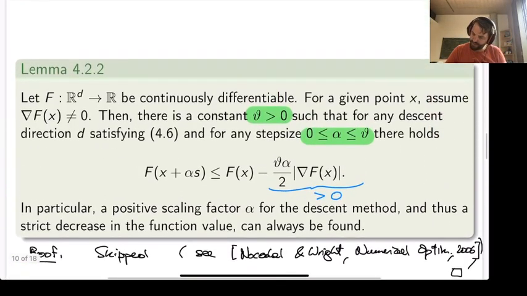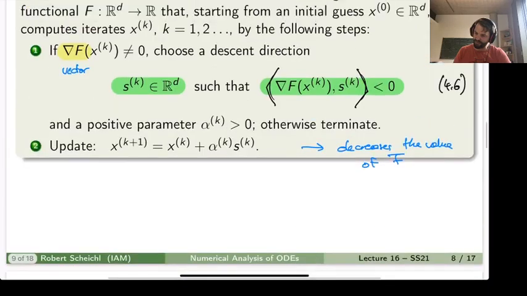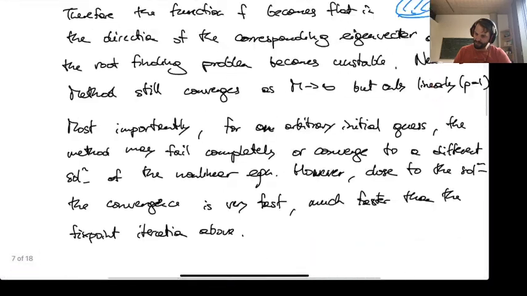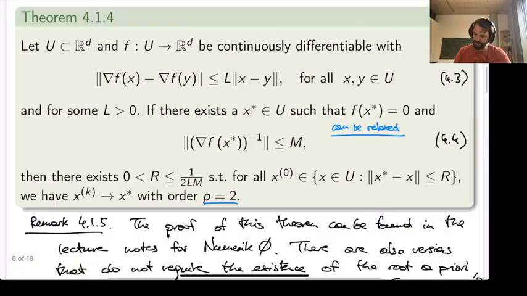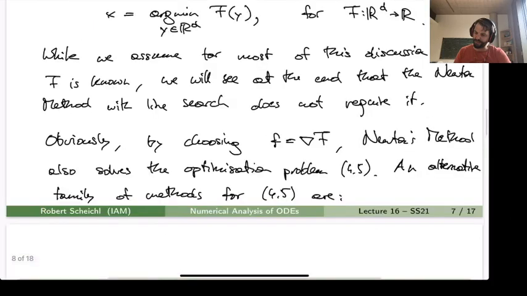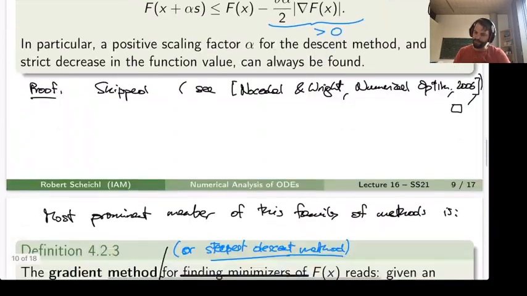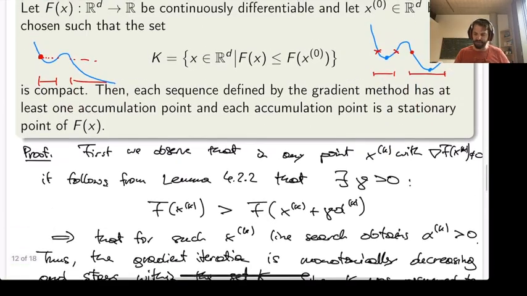4.7 is this condition for the descent method, and 4.6 we've given a number. Just make sure I've put all the numbers. Which one's 4.5? 4.5 was the minimization problem, 4.6, 4.7. 4.8 is the steepest descent method, and I didn't give this one a number.